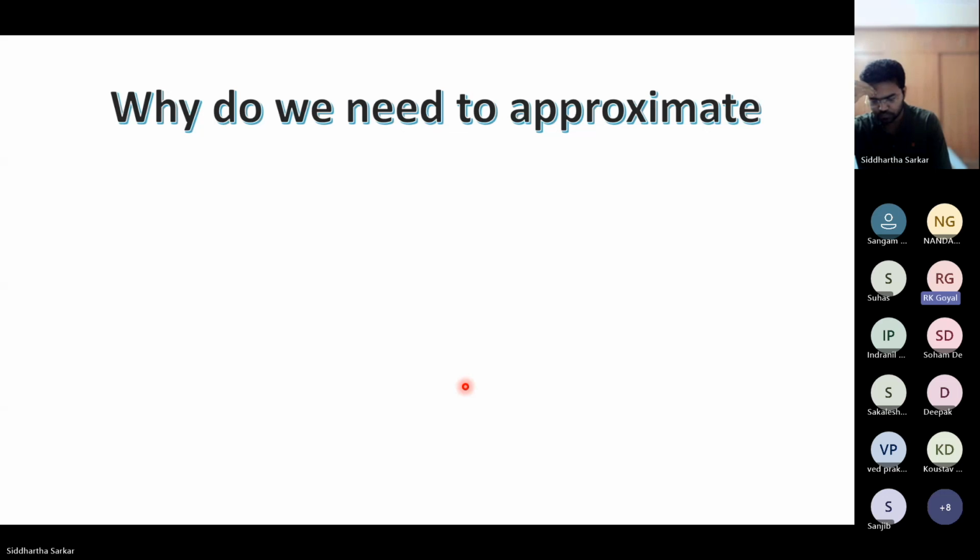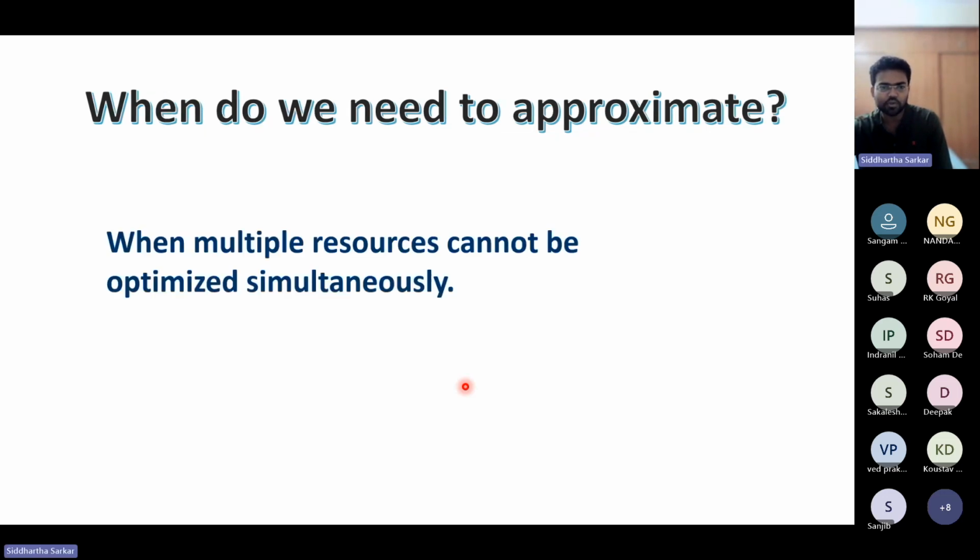So we want to get the solution within the resources available. Yes, so the resource is limited. When multiple resources cannot be optimized simultaneously, then only one resource can be optimized and the other cannot. For example, if I wanted to get the flight and reach Guwahati as fast as possible, and if I could do it with 2,000 rupees only, then I would have been the happiest. But both things cannot be achieved simultaneously. Optimum time and optimum cost cannot be achieved simultaneously. So we have to approximate. Either we minimize time and take the flight, or we minimize cost and take the train.